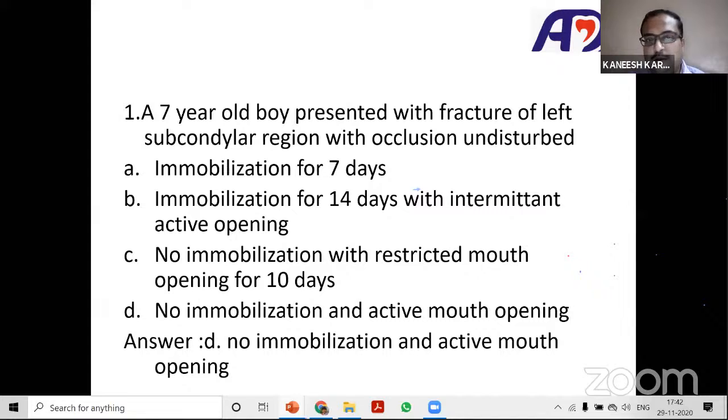No immobilization. You do not need to immobilize the kid. If the occlusion is undisturbed, then there is no need to treat. You just have to advise a soft diet and active mouth opening exercise, especially if it is a 7-year-old.